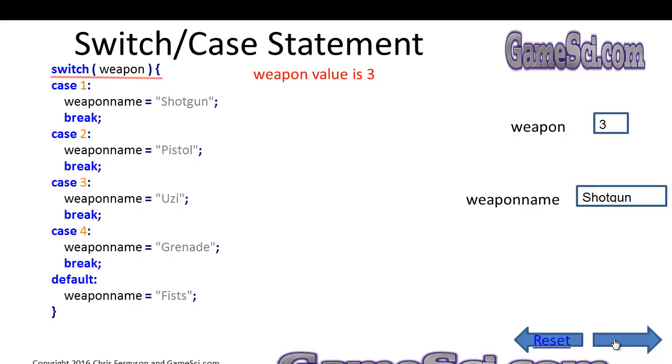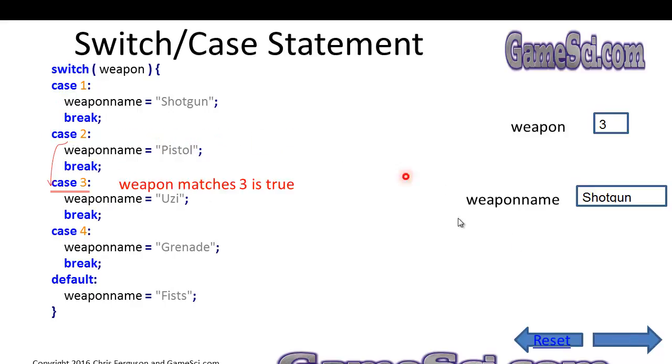Now, with weapon equal to 3, look what happens to case 1 this time. Case 1 doesn't match. The value of weapon is 3, so matching 3 to 1, there is no match. This is a false statement, so we will not execute the code in case 1. Now again, weapon is 3. It does not match case 2. This is a false statement. Weapon does not match case 2, so we will skip case 2. We'll go on to case 3.